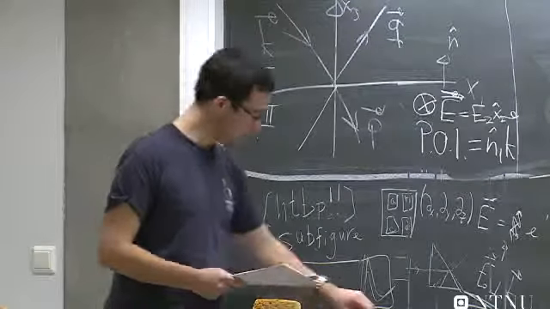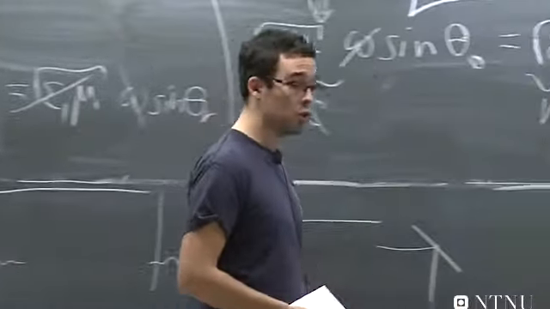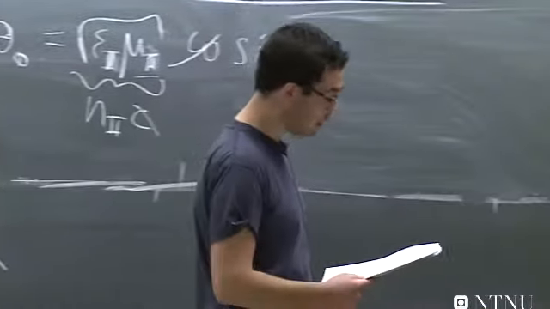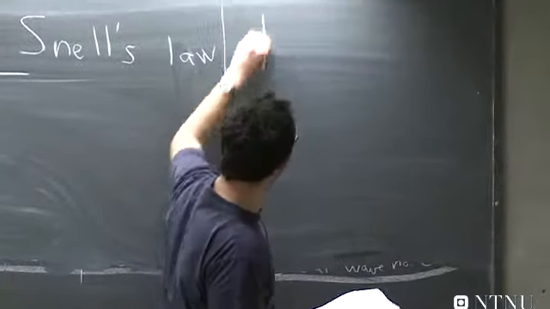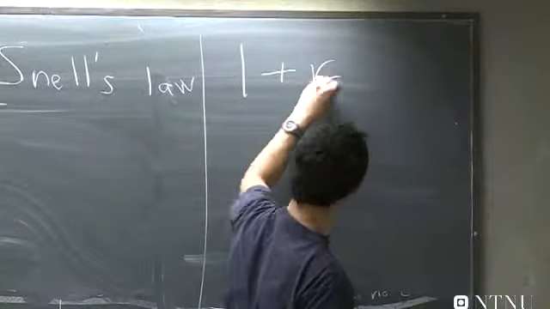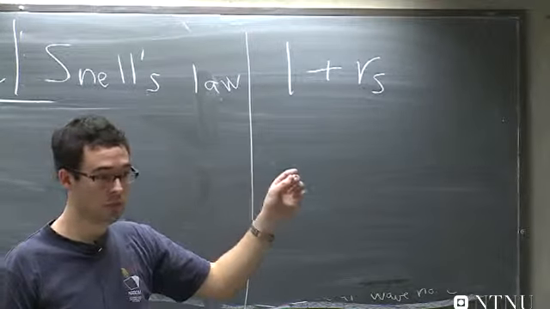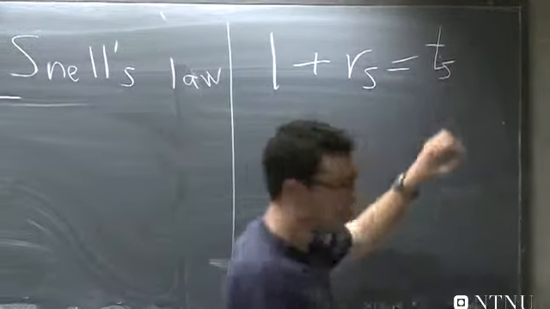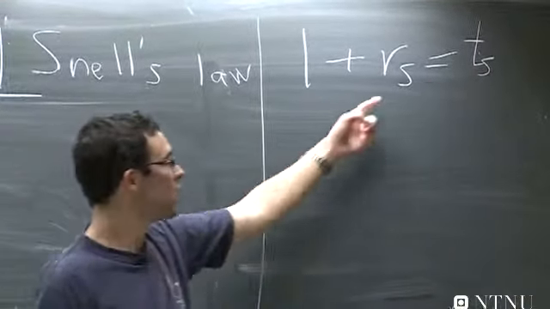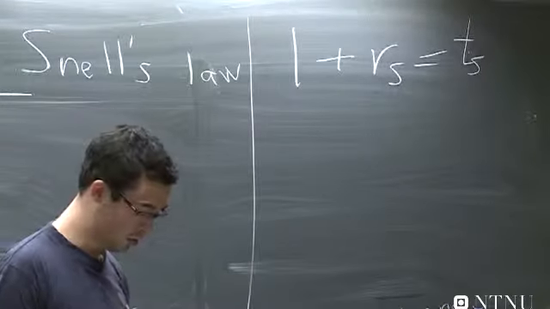Okay, and since the k parallel is equal to p parallel is equal to q parallel, we also have an important equation, which is that 1 plus rs, because now the exponential phases in the boundary conditions are the same, is equal to ts, where these are the amplitudes of the reflected and transmitted electric field.